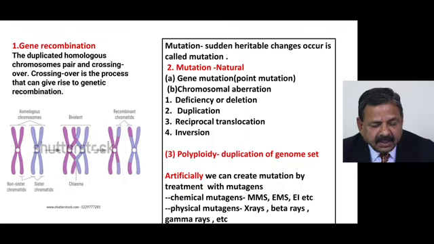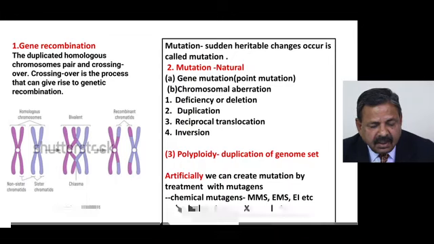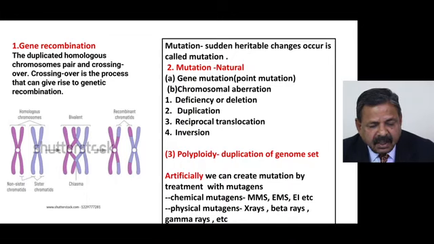This pairing takes place in the pachytene stage, and after that there is crossing over and chiasma formation. Each chromosome has two chromatids, and the crossing over takes place here. You see, this is the crossing over point. Where the chromatids are touching is known as the chiasma. And at this point the exchange of genetic material, the exchange of genes, takes place.